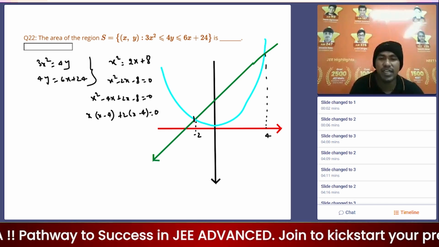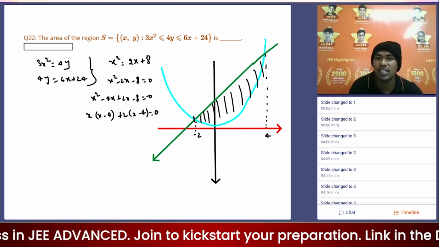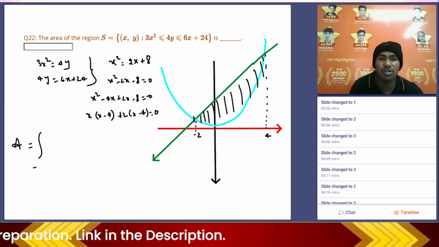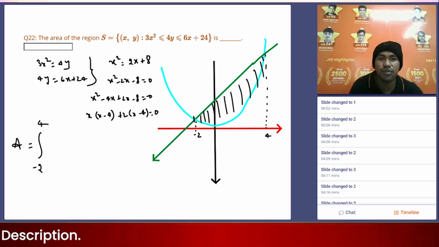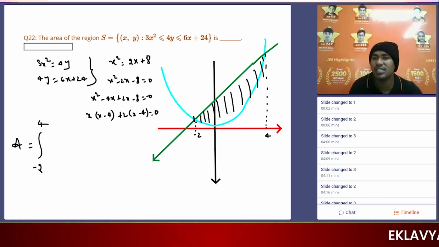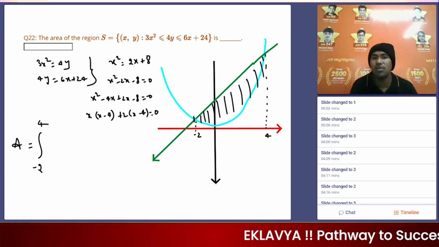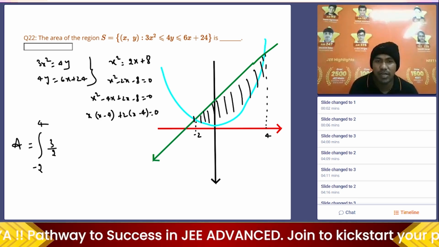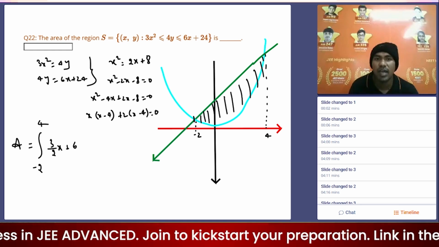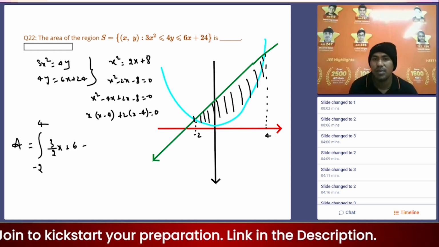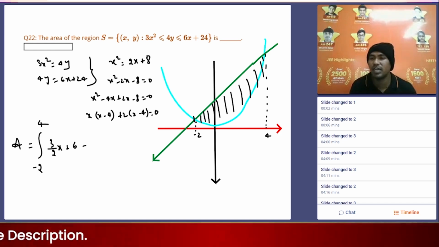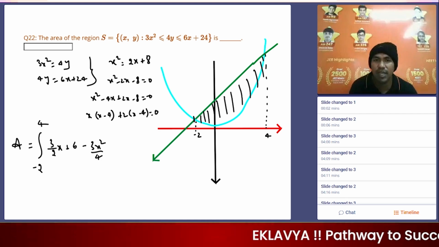That means the area will become, now this area only they are asking us, right? One parabola and one straight line. Now area is equal to integral from minus 2 to 4 of the upper line. Upper line is what? Straight line only. What will be the straight line now? y is equal to (6x plus 24) by 4. That will become 3 by 2 times x plus 6, minus the lower curve. Lower curve is what? Our curve only, that is our parabola. So an upward-opening parabola. That will become 3x square by 4.